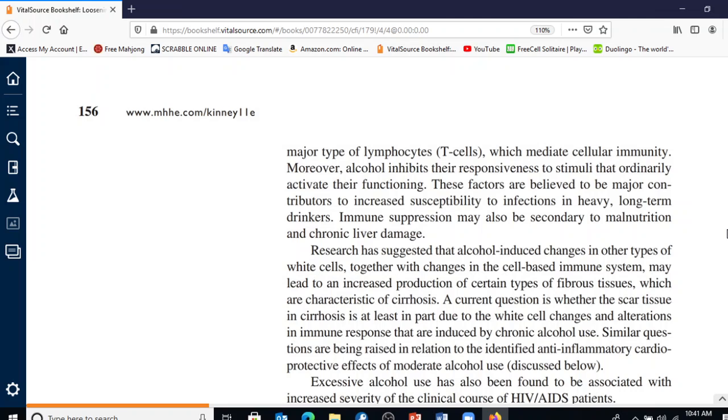If you have diabetes, you shouldn't drink. It exacerbates the problems. If you have epilepsy, you probably drank yourself into that, but it exacerbates the problem. So anything that it makes worse, you should avoid.